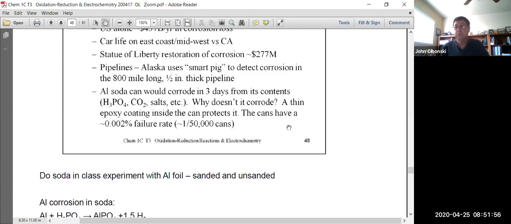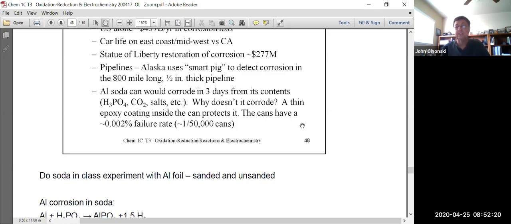And at this point, now this again is 5-year-old information, the estimate is that for corrosion now, there is a 0.002% failure rate in cans. And that comes out to about 1 can in 50,000 cans. I'm impressed. I really am.